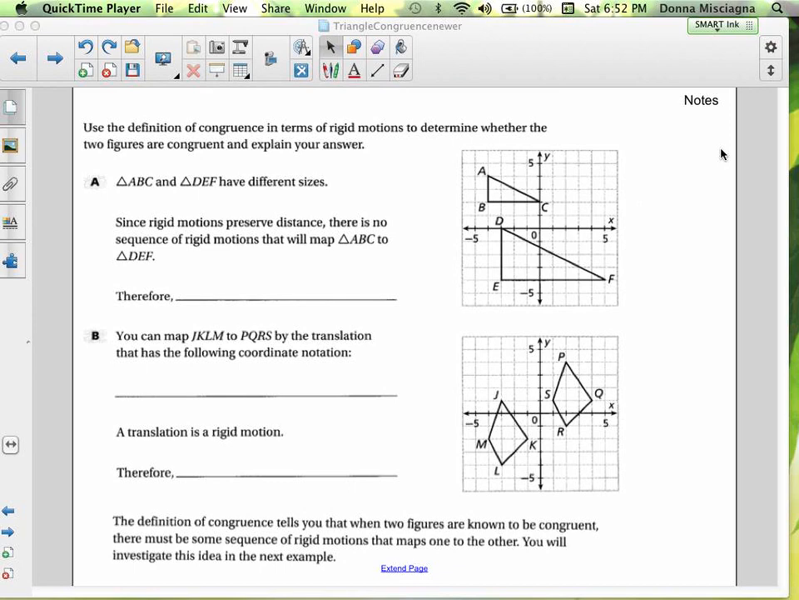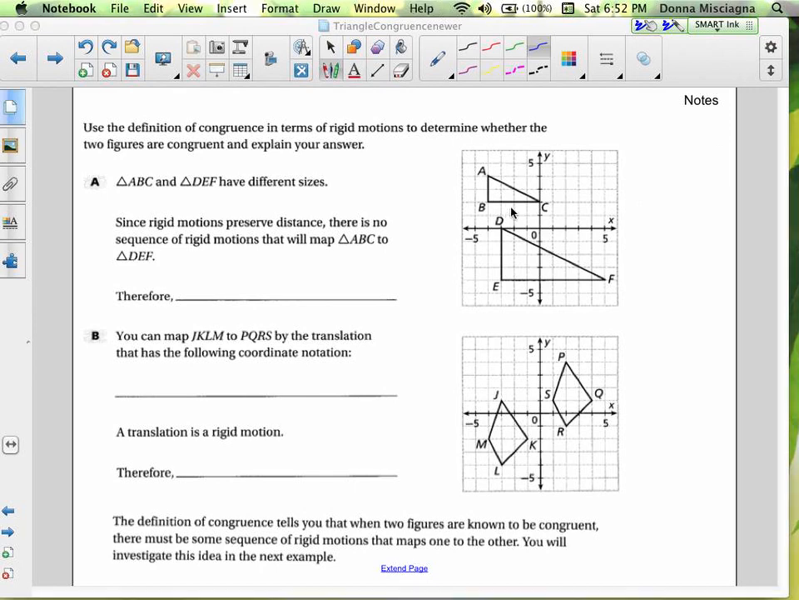All right, so here we're trying to prove using rigid motions if triangle ABC is congruent to triangle DEF. Well, I don't think it's any stretch to realize that triangle ABC and triangle DEF have different sizes. We could just compare one side, right? So BC here is 4, and EF is 1, 2, 3, 4, 5, 6, 7, 8. Right? They're not the same size.